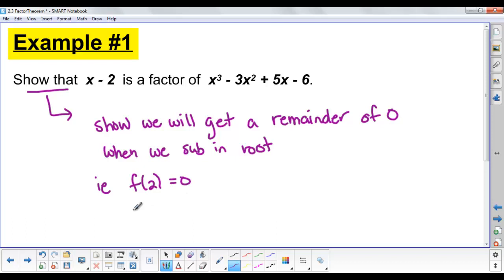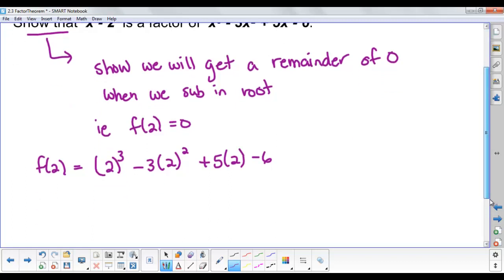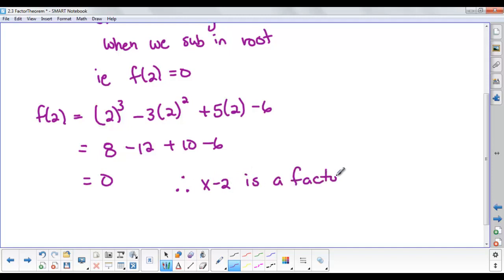So when we go ahead and do that, we get 2 cubed minus 3 times 2 squared plus 5 times 2 minus 6. Well, when we evaluate, we end up getting 8. Remember BEDMAS, so 2 squared first is 4 times negative 3. And we end up with 0. So we know that x minus 2 must be a factor.